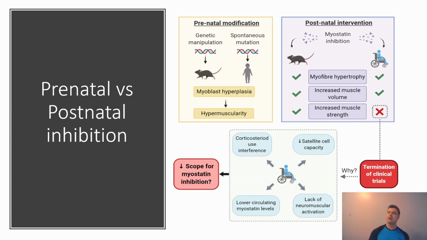Moving on, we want to compare what happens when we inhibit myostatin prenatally or postnatally. Prenatally, there's an increase in muscle fiber count and cross-sectional area, but postnatally, there's not as much of an effect. From what we found, there's an increase in hypertrophy and cross-sectional area, but there isn't a concomitant increase in strength. Now, why does this happen?